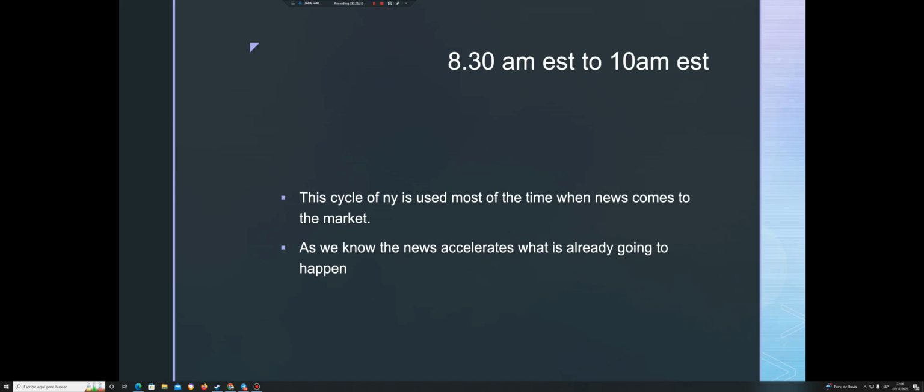Because we know that the news only accelerates what is already going to happen. If the price is going to take highs, it is going to take those highs but quicker, with more speed. That's what's going to happen. That's what the news does. So that's how we use the cycle. We use the cycle based on the news.